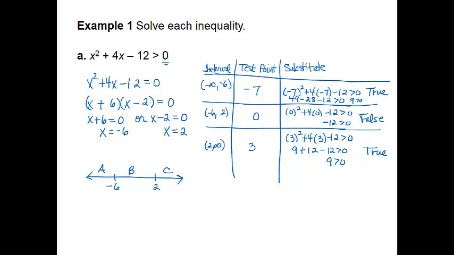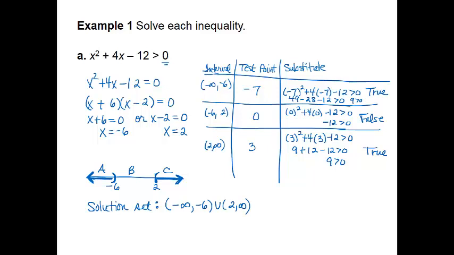So the intervals that satisfy the inequality are included in our solution set, so that tells us everything to the left of negative 6 or to the right of 2. And we do not include those endpoints, so we will have strict parentheses at those particular points. Our solution set is from negative infinity to negative 6, union 2 to infinity.